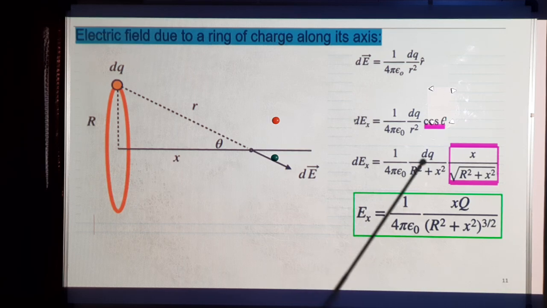The axis of the ring is along the x axis, and cos theta is x by hypotenuse, this one. So for the total electric field we have to put the total charge, because all the elements' axial components will add up. These charges will sum up to give the capital Q. So it's 1 by 4 pi epsilon naught, Q into distance by distance cubed. The numerator distance is the axial distance, and the denominator distance is the hypotenuse distance.